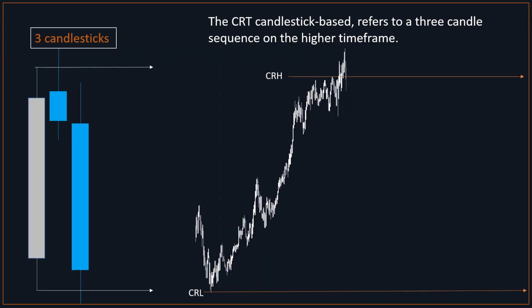And we see the second candle in a lower time frame sweeping the liquidity resting above the high of the previous candle.